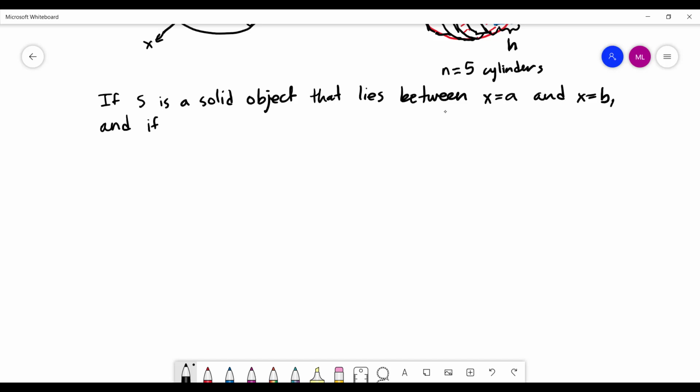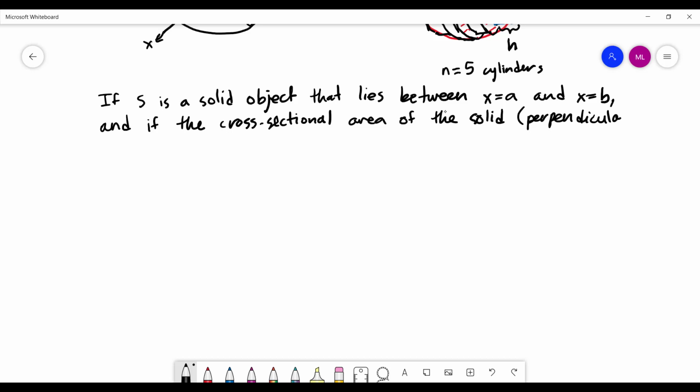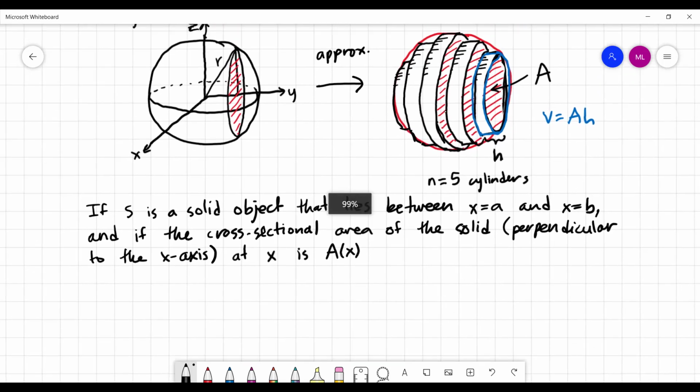And if the cross-sectional area of the solid is given by, so basically perpendicular to the x-axis, just make that totally clear, at a given x value is A of x, so it might change as we look at different cross sections, just like the one that we just did right here.